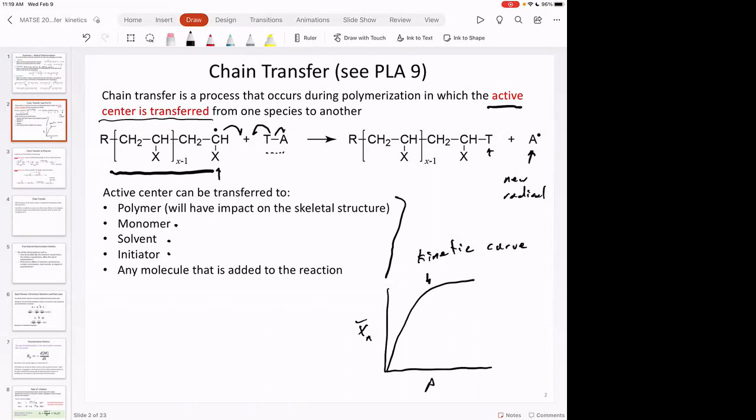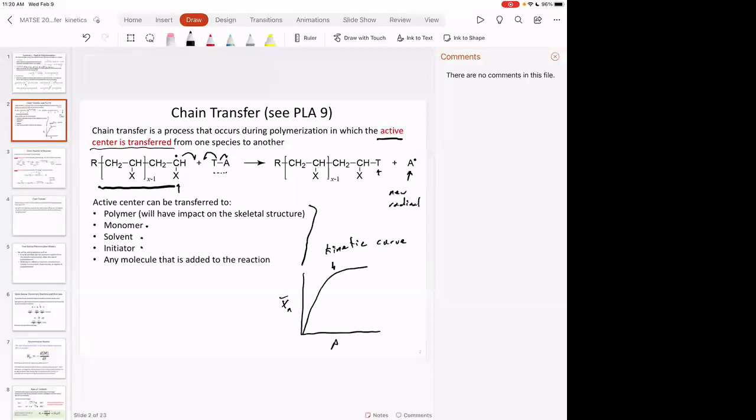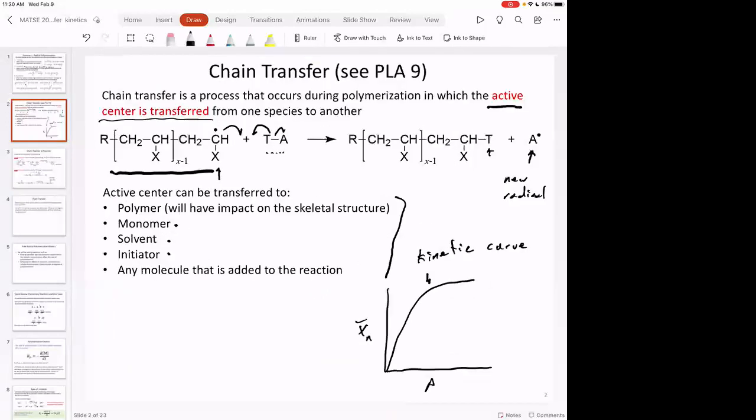So it's a polymer chain that has a radical that's going to do something: add a monomer, terminate, or chain transfer. And then this thing that we call TA is our model chain transfer agent. And basically what's going to happen is that T is going to quench the radical on the growing chain end. So this chain now is not growing any further.